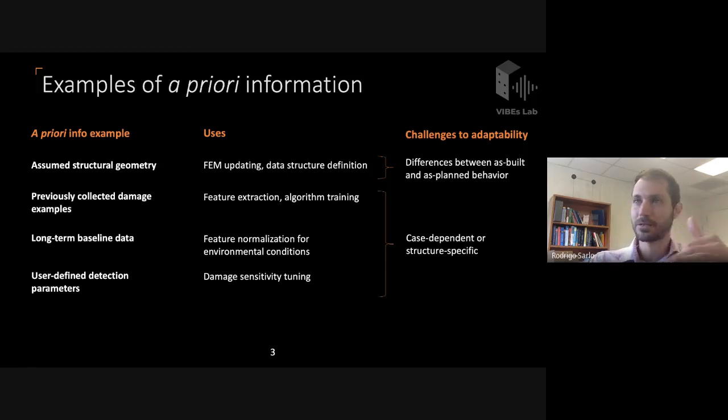And then the last three examples kind of add up together to create case-dependent or structure-specific results that are then hard to essentially transfer from one domain to another. So I'll talk more specifically about these as we go on.